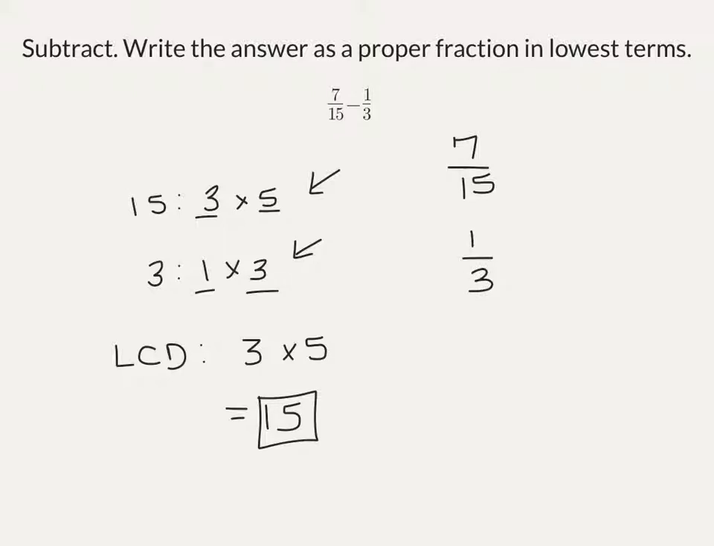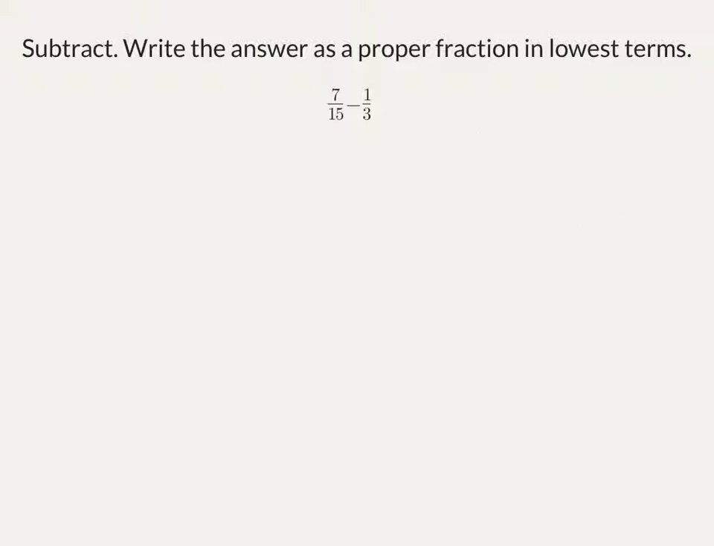Next, I'll look at 1/3. I need to rewrite it so that the denominator is 15. So 3 times what gives you a value of 15? Well, that would be 5 because 3 times 5 is 15. So I need to multiply the top by 5. And 1 times 5 is 5, so 1/3 can be rewritten as 5 over 15. Now I'm going to rewrite the entire problem so that each fraction has the denominator of 15. And this becomes 7 over 15 minus 5 over 15.